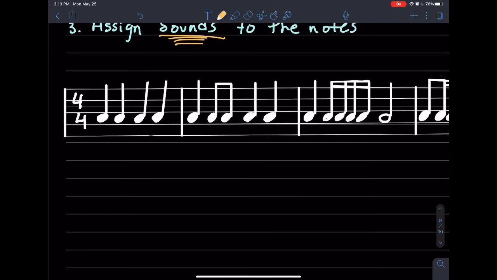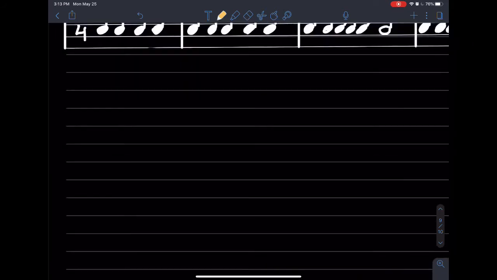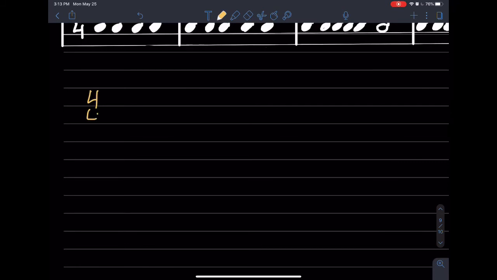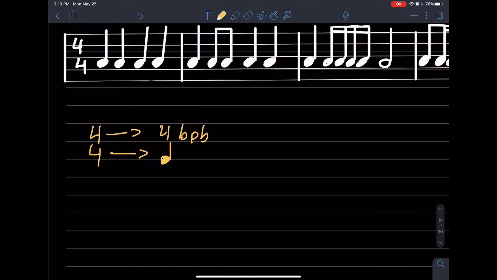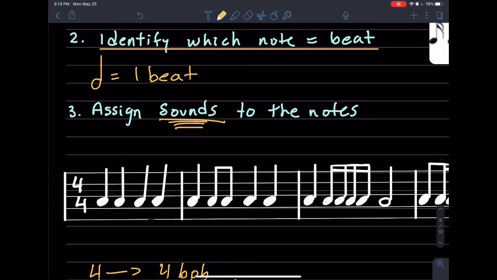All right, and we're back. So here we're working with the time signature 4/4. So let's write that out. Remember, step 1 is to identify the time signature. No matter what, always identify the time signature. In this case, we have 4 beats per bar, and our quarter note is worth 1 whole beat. That means we have 4 quarter notes per bar.